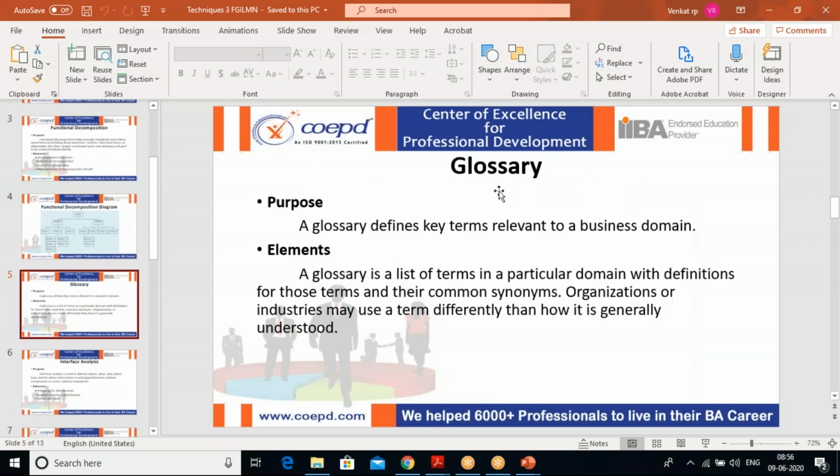And coming to the glossary, glossary means we are defining the key terms relevant to that particular process, project, or business domain. What terms we are going to use most frequently, and what the definitions of those terms are, so that everyone will have the same level of understanding. That is how we make the glossary: the generic terms used and their meanings, and frequently used terms, we write in a glossary.